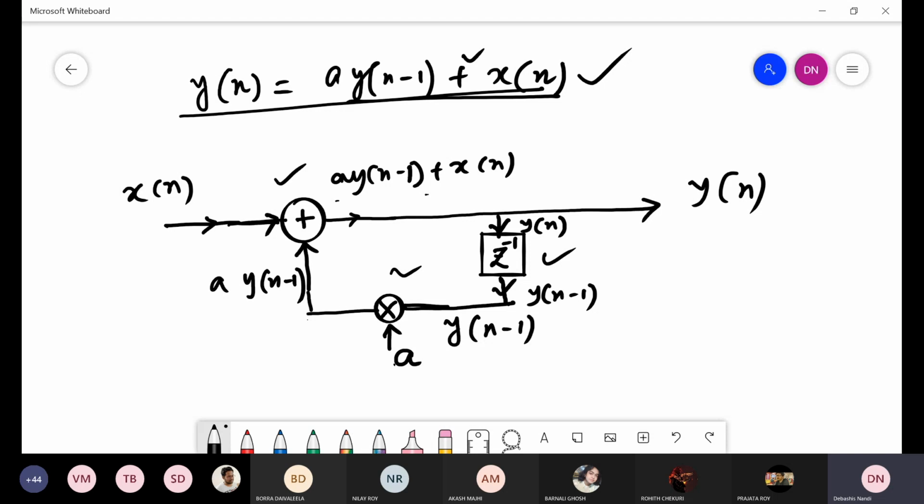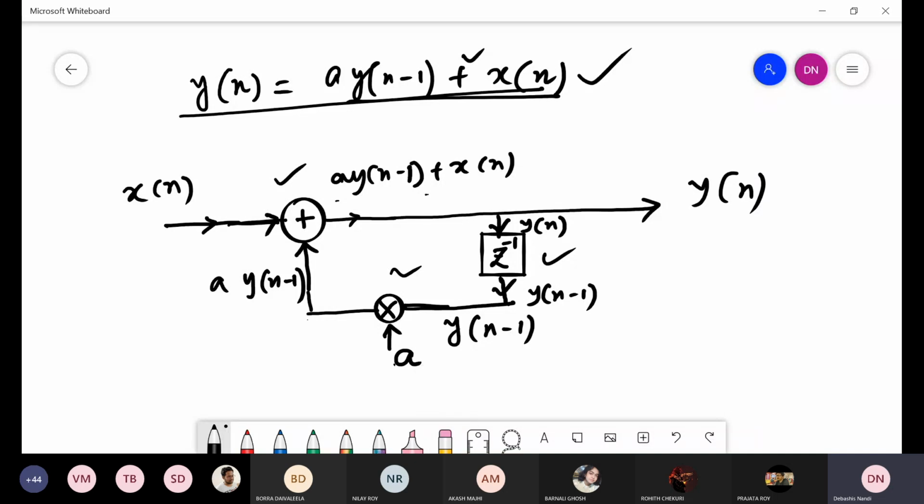Now it is possible to write a program to realize this particular system. And we should know the initial condition of the system. That is, if you start n from 0, then y of minus 1 is the initial condition. Whether the system is initially relaxed or not should be known to you. If you know that initial condition, then you can find out the output yn for a given input xn. So this is the implementation of a discrete time system.